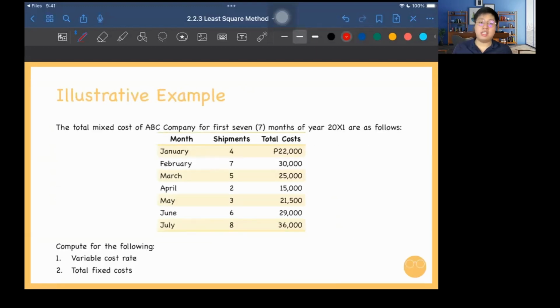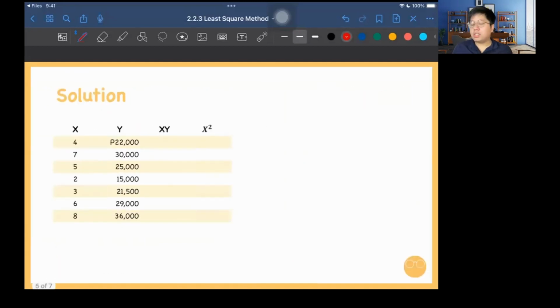Let's try to have this kind of example. The total mixed cost of ABC company for the first 7 months of the year 20x1 are as follows. So we have here the data points from January to July. Then we should be able to get the formulas here. To start, we have the value of n, which is already provided, 7 months. So n is equal to 7.